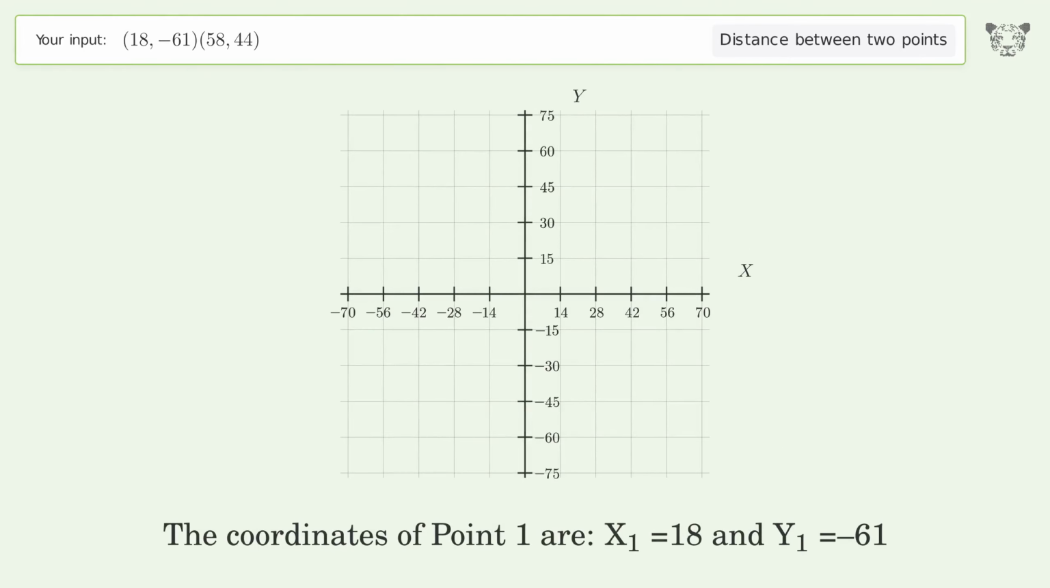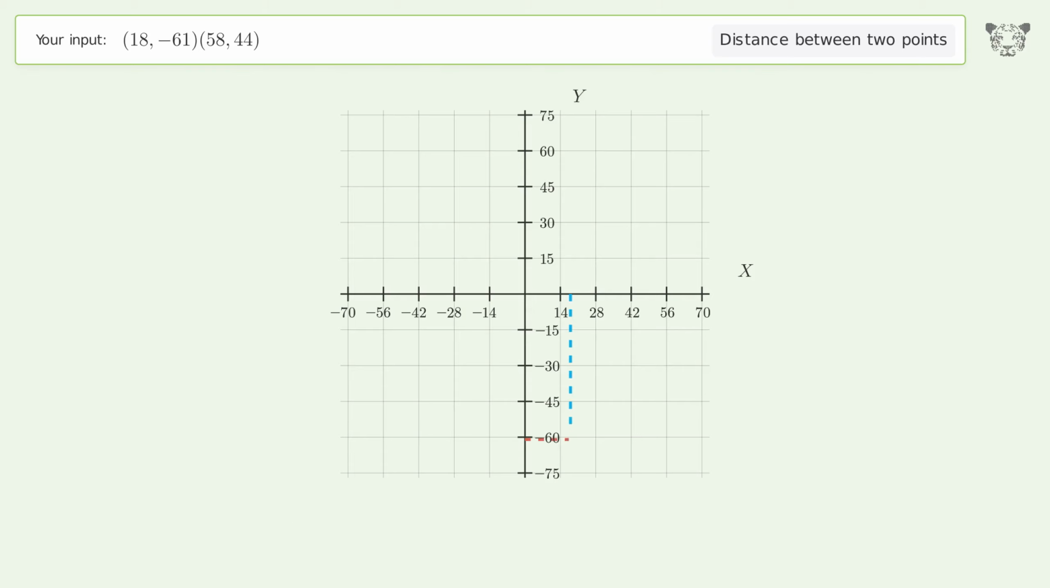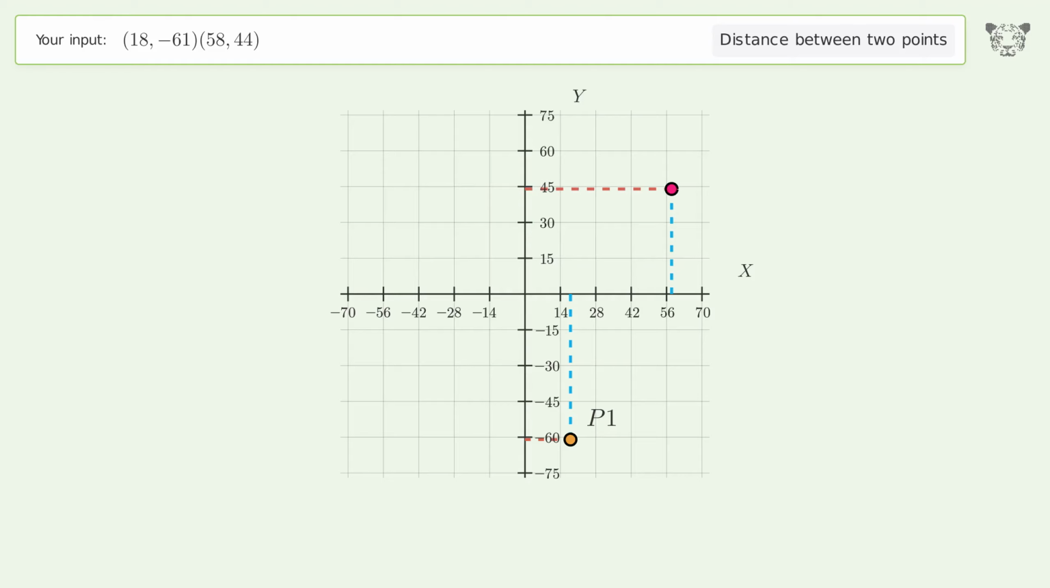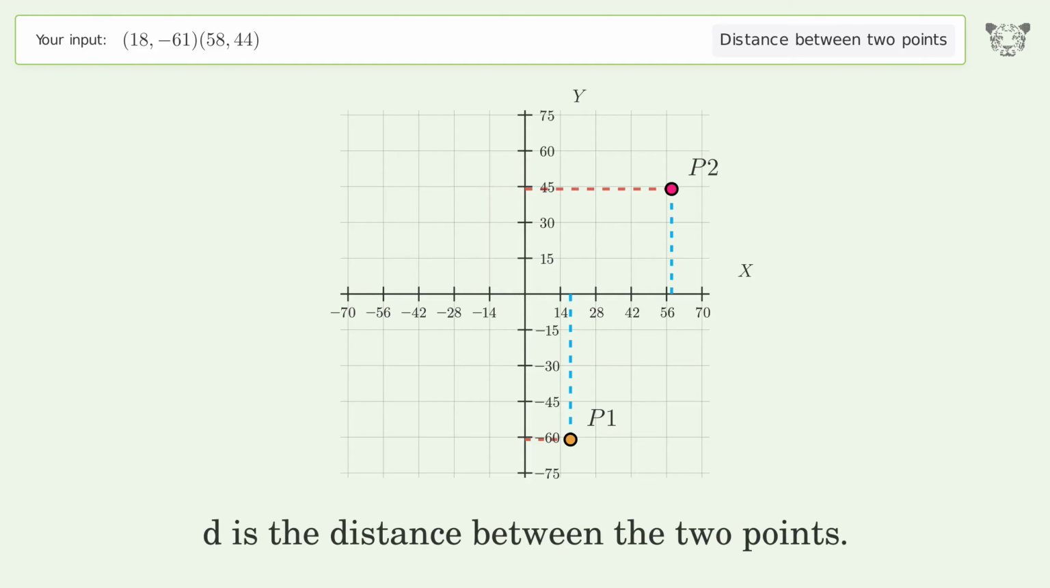The coordinates of point 1 are, x1 equals 18 and y1 equals -61. The coordinates of point 2 are, x2 equals 58 and y2 equals 44. D is the distance between the 2 points.